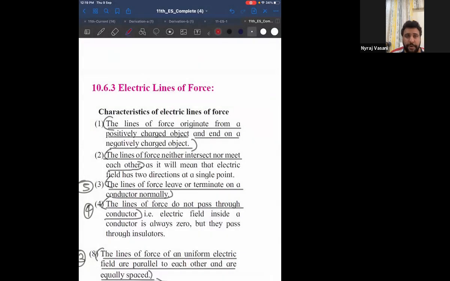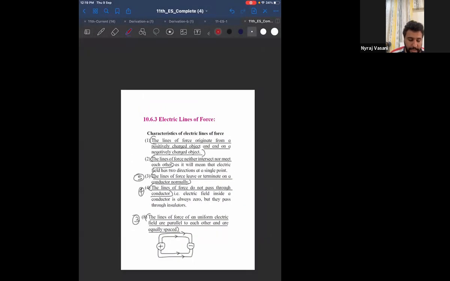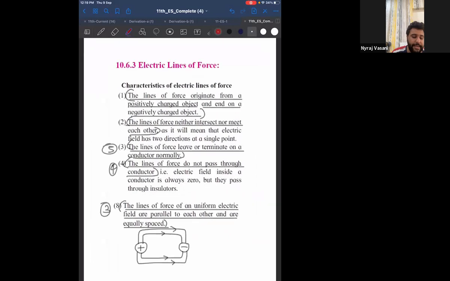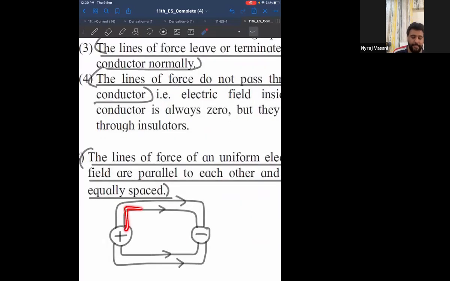Yeah, the last 2 points are, they take off and land perpendicularly, like a helicopter. You know, a helicopter takes off perpendicularly and lands also perpendicularly. That is the last point. And the point before that is, they do not enter inside a conductor, because if they entered inside a conductor, they would intersect. Therefore, electric lines of force do not enter inside a conductor. These are the 2 points which you had missed.